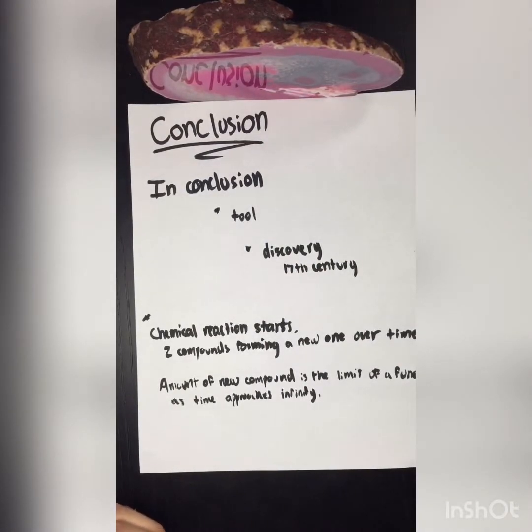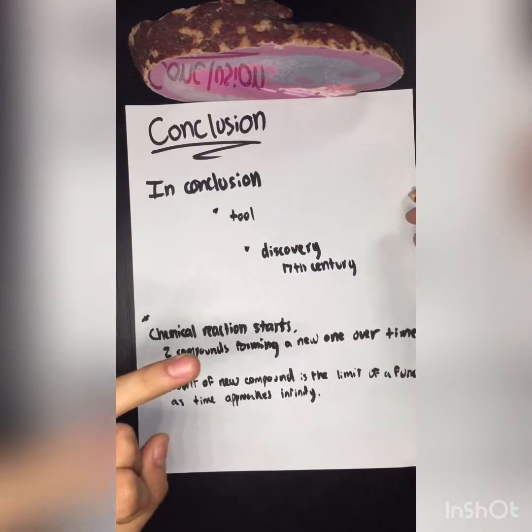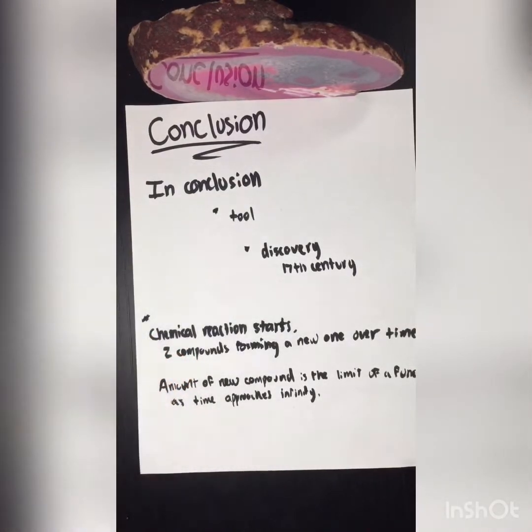So in conclusion, this topic, finding limits at infinity, is a very helpful and interesting tool we can use in our lives, actually, and it was discovered in the 17th century by kind of like three scientists, Newton, Einstein, and another one. I think it's a German one.